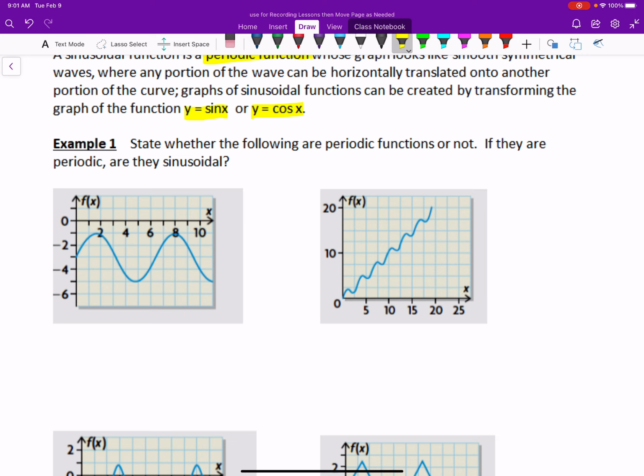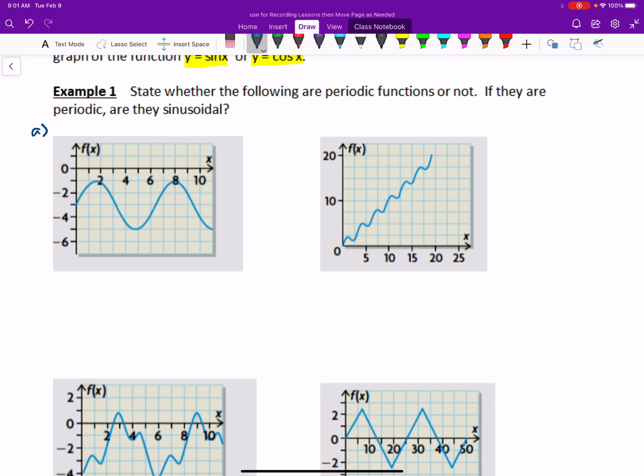So this one, if I'm going to consider these A, B, and C, and so on, this is periodic. It definitely looks like it's going to repeat, and it does look sinusoidal. Some people say sinusoidal, some people say sinusoidal. I don't care. It's up to you. I think I tend to go with sinusoidal. So it's periodic and it's sinusoidal.